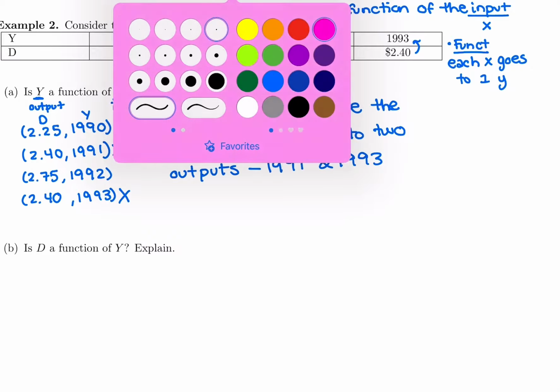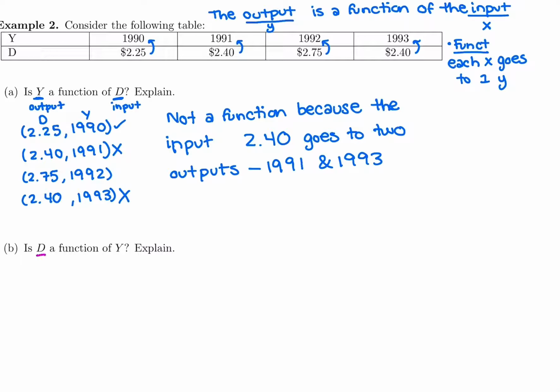If we change how we say it, and we say, is d a function of y? Does that make it a function? Well, let's see. Is d a function of y? Is the output a function of the input? So now we're plugging in y's and getting out d's. So we're going to plug in 1990 and get out 2.25. That looks good.